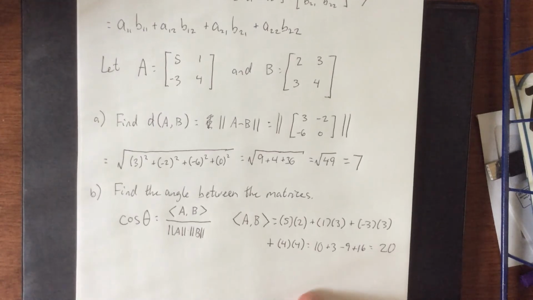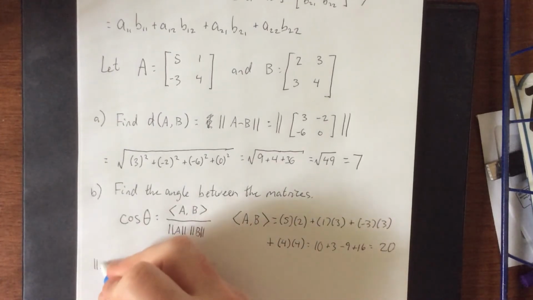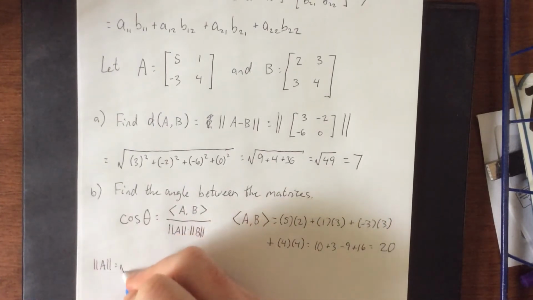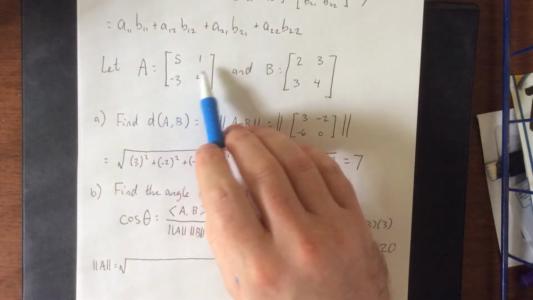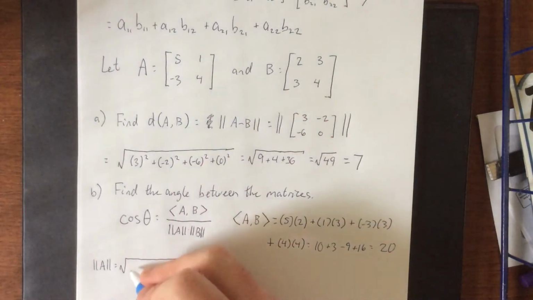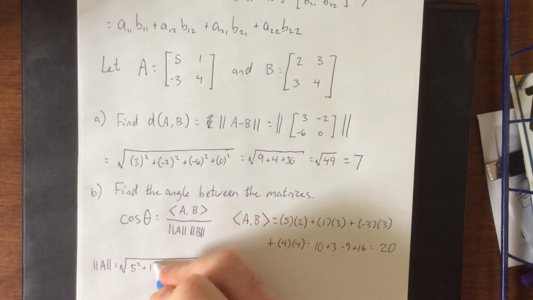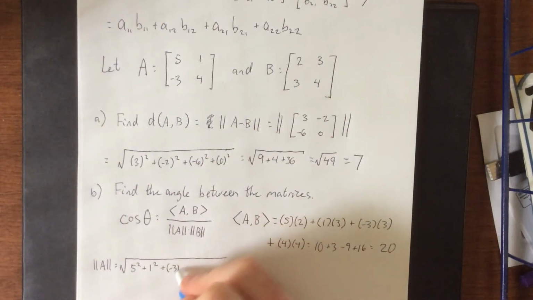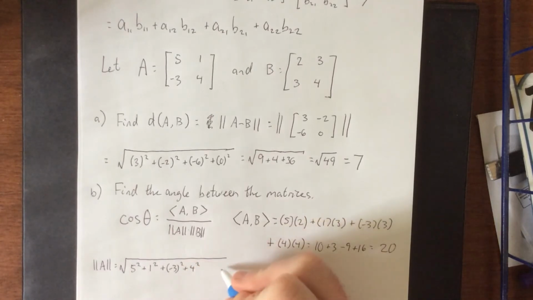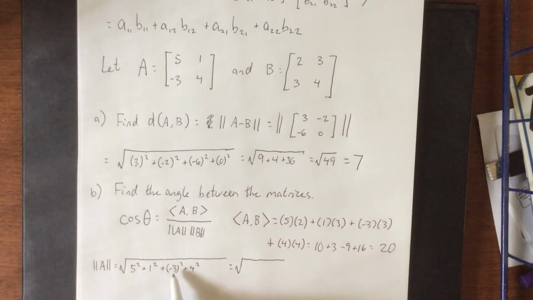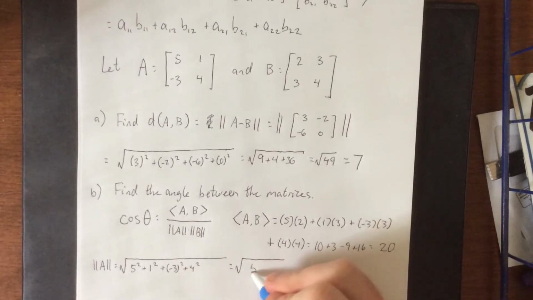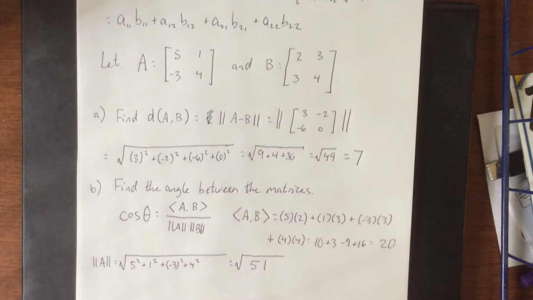Next up, for the magnitudes of these vectors, or matrices as it were, this will be basically our standard operating procedure. We'll take each of the entries of A, square them, and add them together. So 5 squared, 1 squared, negative 3 squared, and 4 squared. Adding all of these up will give us 25, 26, 35, I believe that'll be the square root of 35.